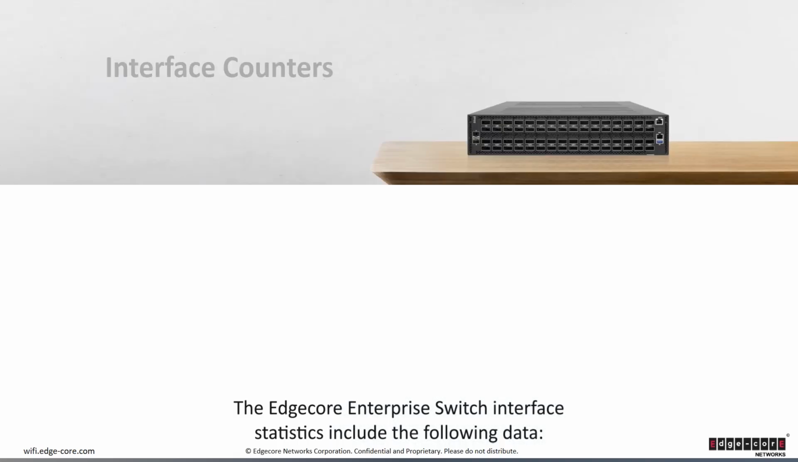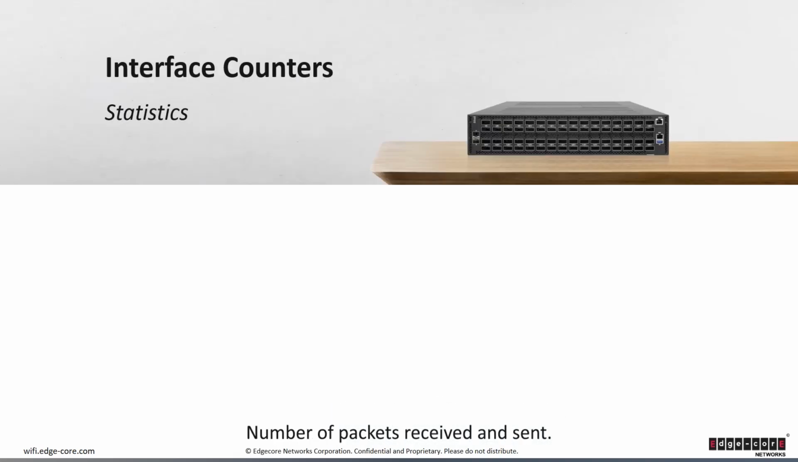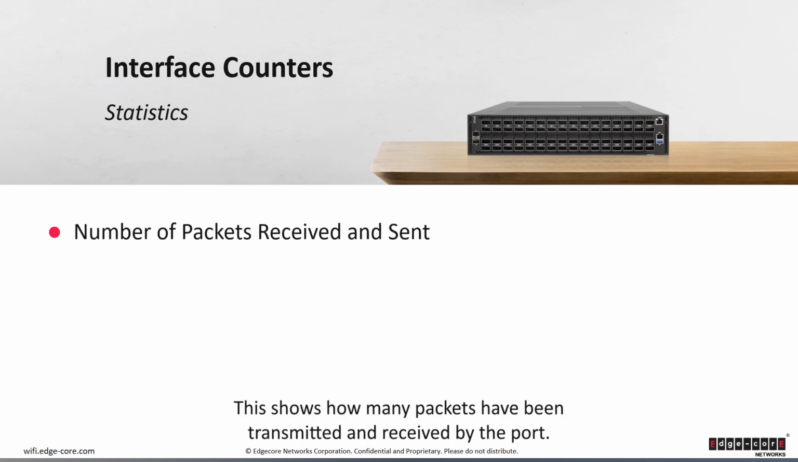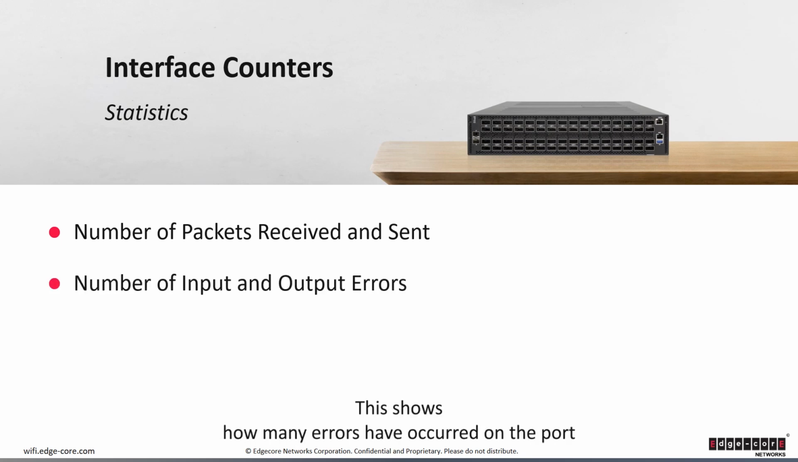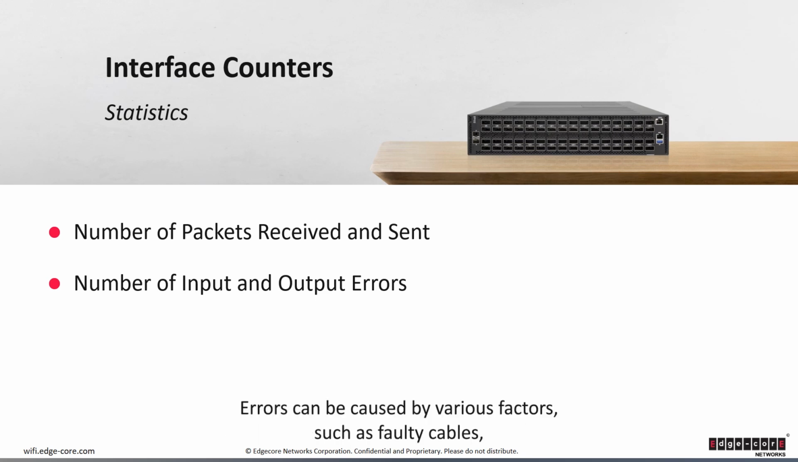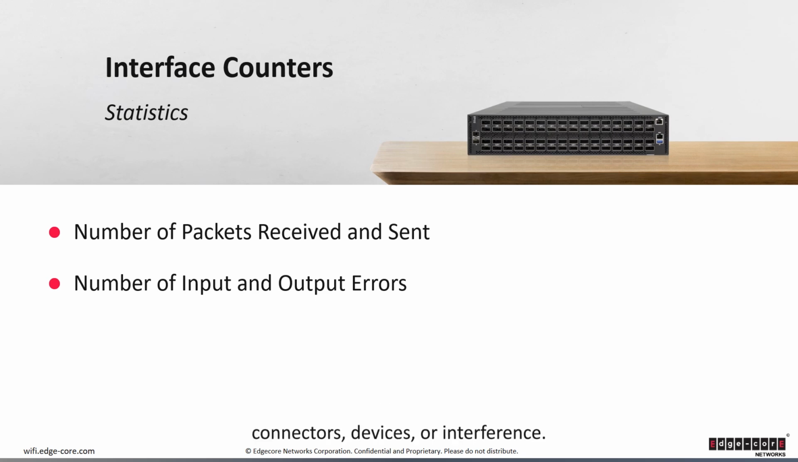The Edgecore Enterprise Switch interface statistics include the following data: number of packets received and sent. This shows how many packets have been transmitted and received by the port. Number of input and output errors. This shows how many errors have occurred on the port during transmission and reception of data. Errors can be caused by various factors, such as faulty cables, connectors, devices, or interference.